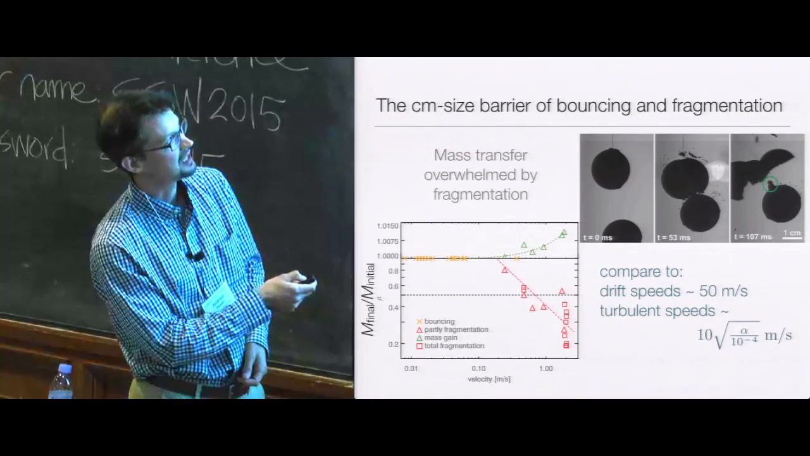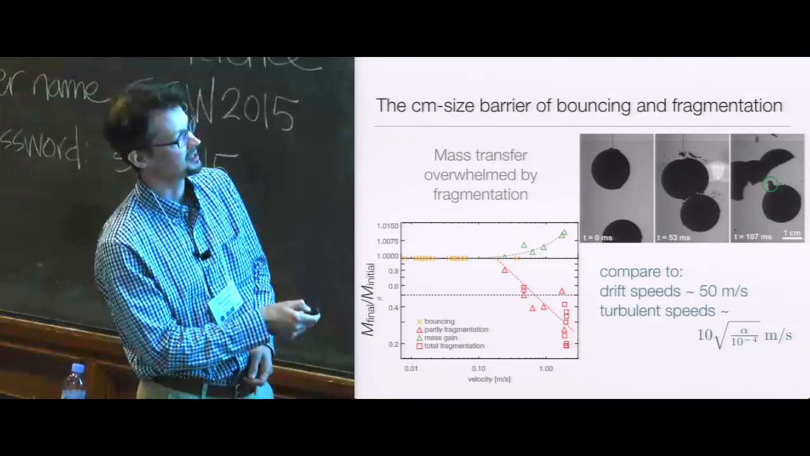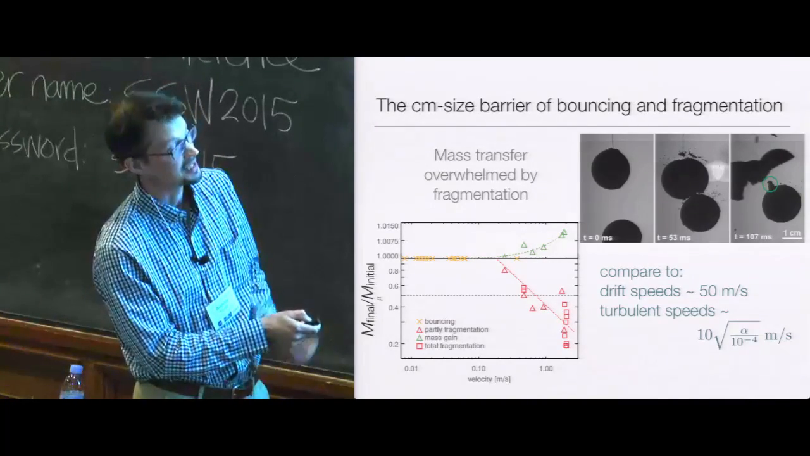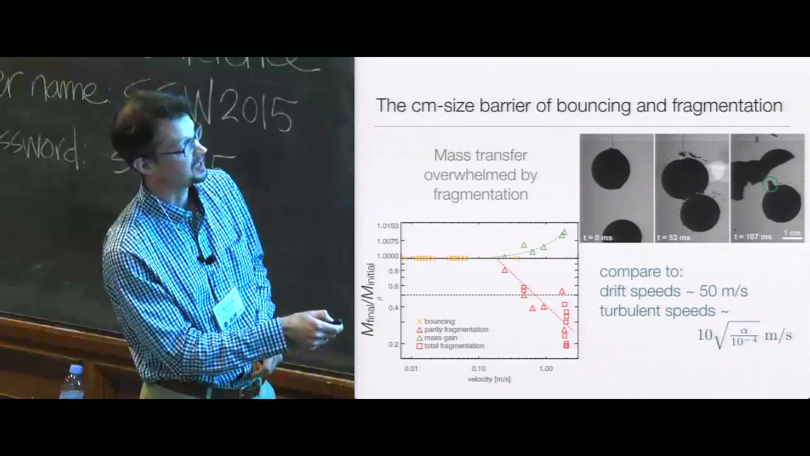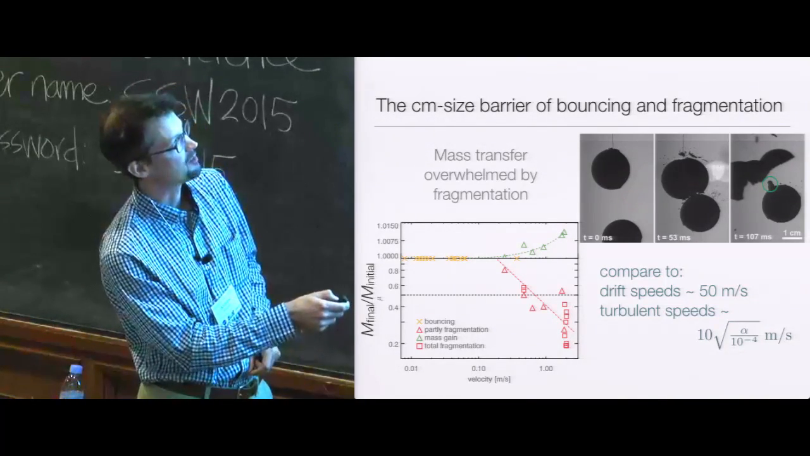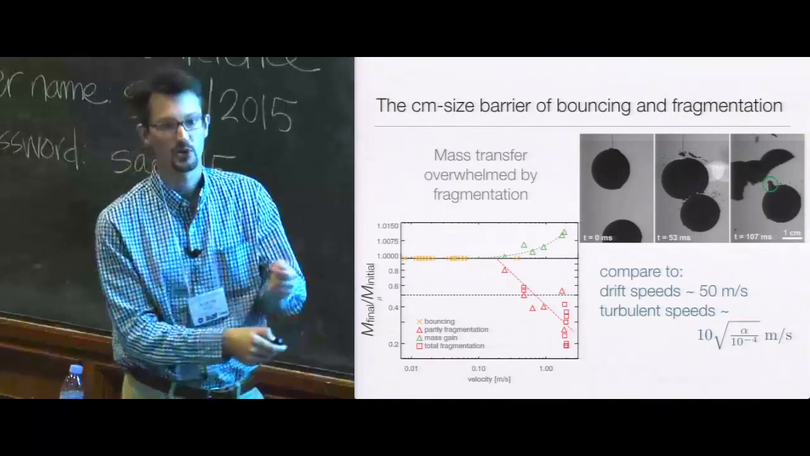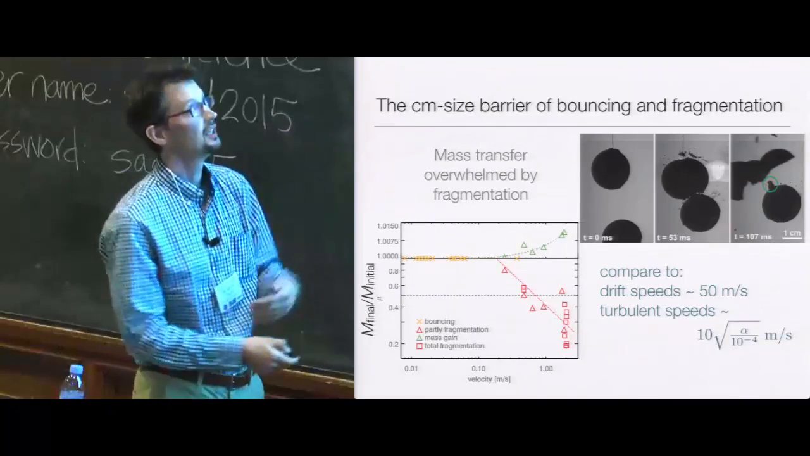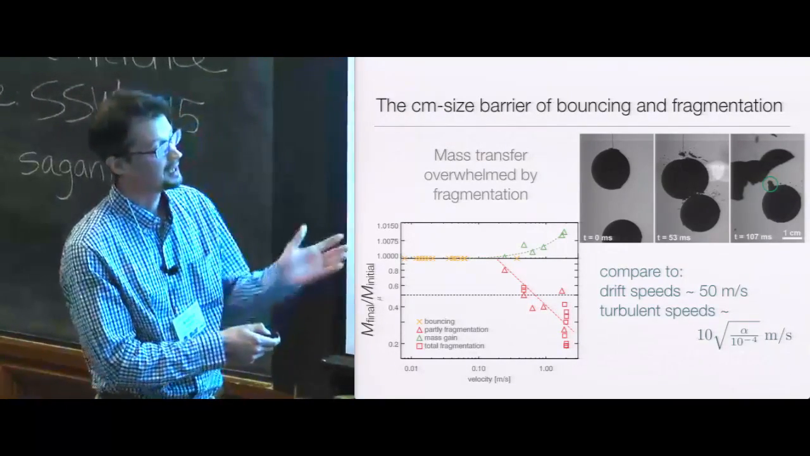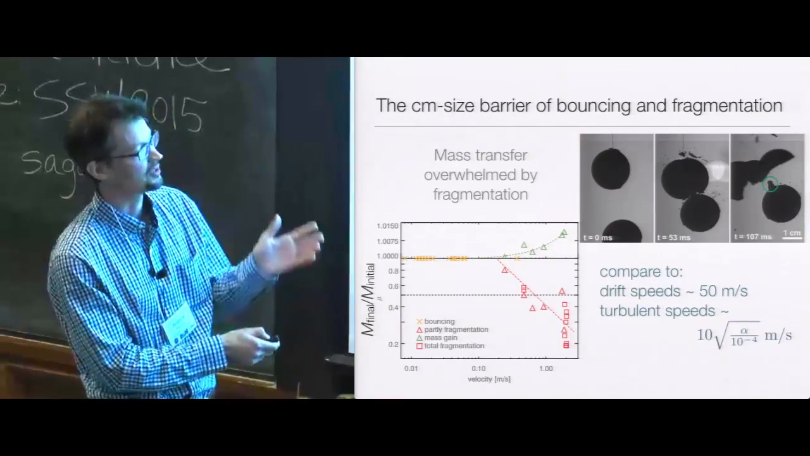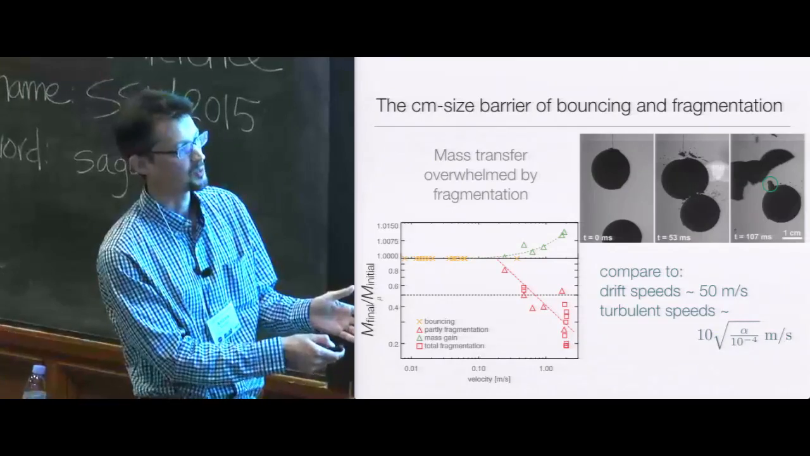And I want to emphasize the small amount here, that there are different scales on these axes. Once you get to even tens of centimeters per second, you're getting catastrophic fragmentation, whereas the amount of mass transfer you get is typically under 1% mass growth. So the fragmentation is winning by a lot. And again, these speeds are still very low. These are tens of centimeters per second compared to the drift speeds of 50 meters per second.